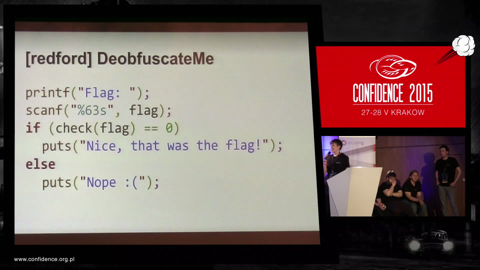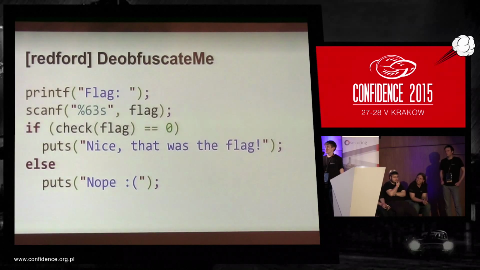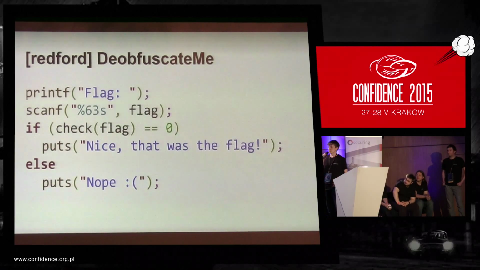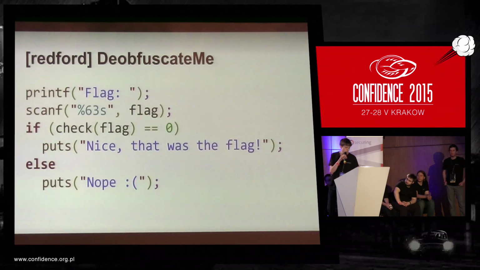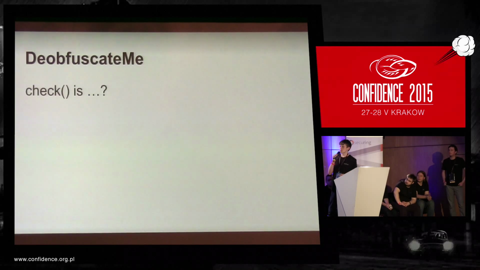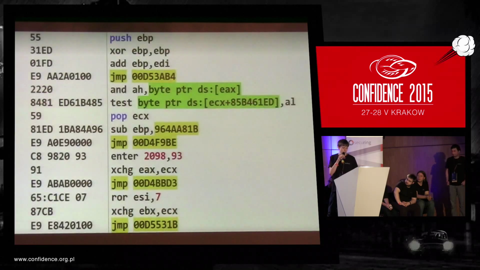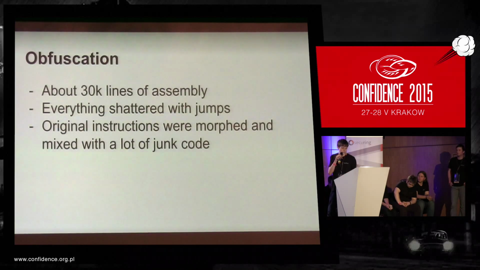Okay, so now the main task. The main code was simple. It just checked the flag. But that function was pretty complicated. If you dump the code under, for example, a debugger, you can see a lot of junk. It starts with a jump and the whole code is shattered. So you couldn't just read that. It's 30,000 lines of assembly, and the original instructions were morphed, and there was really a lot of junk code.